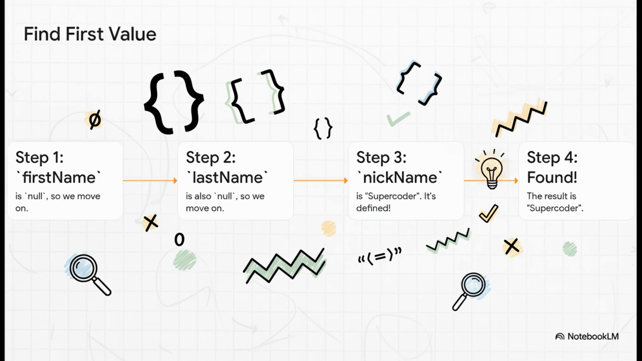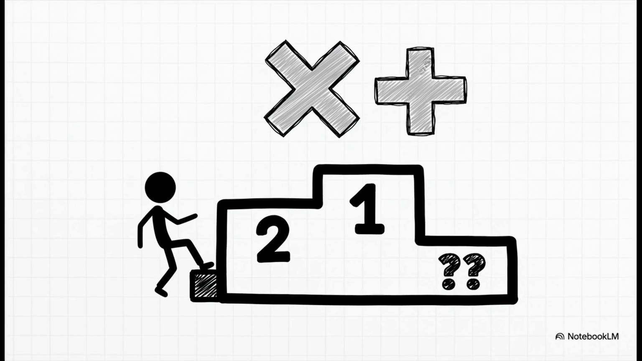Perfect. What's really cool is that you can chain them together to find the first piece of data that's actually there. So the code checks first name, nope, that's null, let's move on. It checks last name, also null, okay, next. Finally, it gets to nickname and finds supercoder. Since that's a defined value, the search stops right there and that's our result. It's just so clean. Now we gotta talk about a little gotcha, the first important rule.